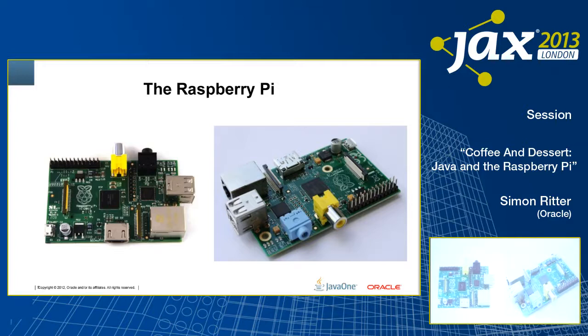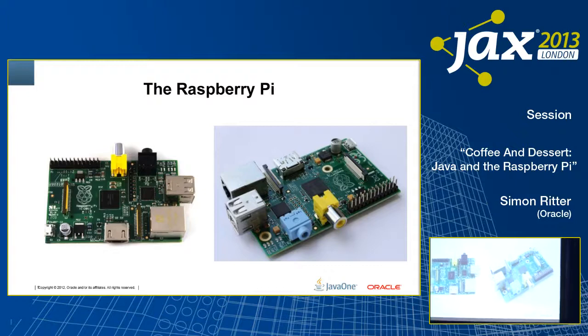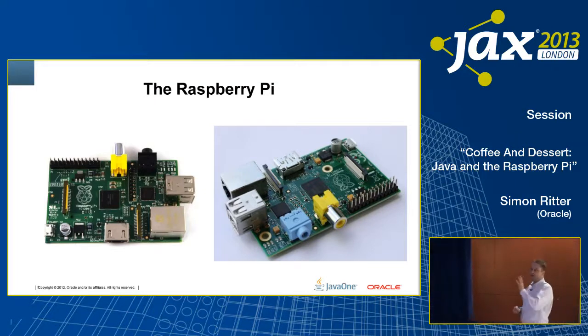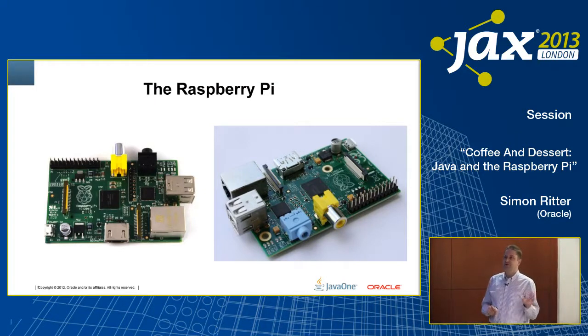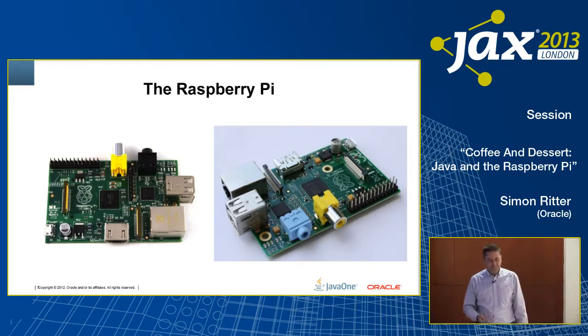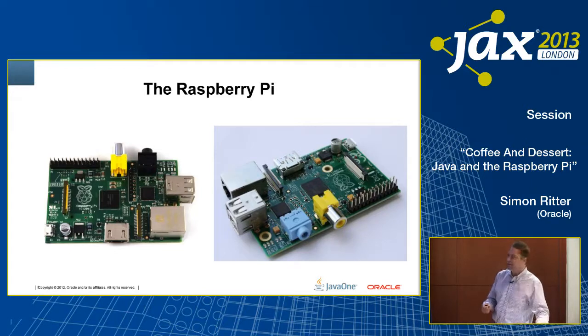But internally, there are some very minor differences. Basically, the earlier one only had 256 megabytes of memory. The current one has 512 megabytes of memory. And there are one or two other minor differences that I will highlight as we go through. But this is essentially what we're dealing with: a small computer in the single board format. And it is literally, as you can see here, about the same size as a packet of cigarettes.